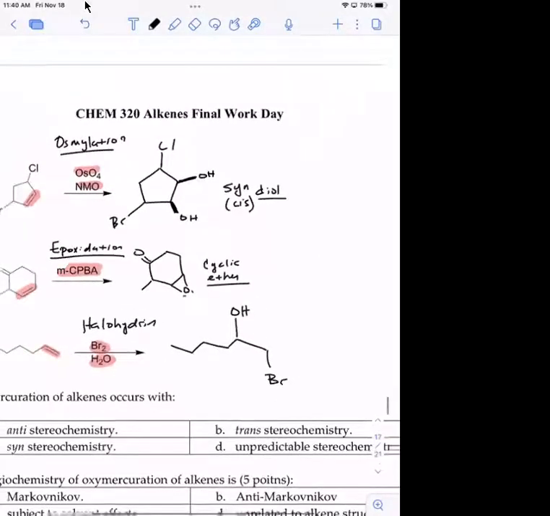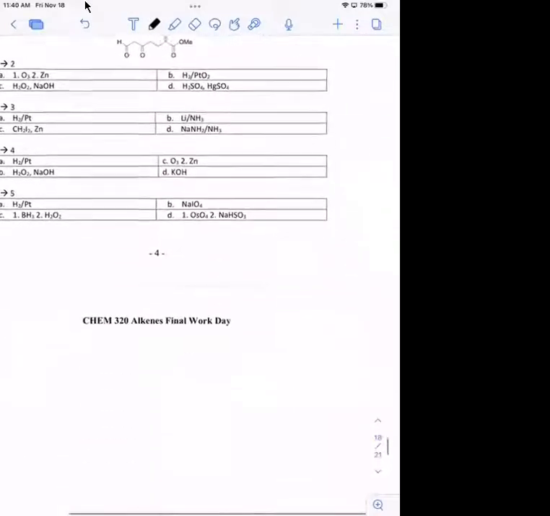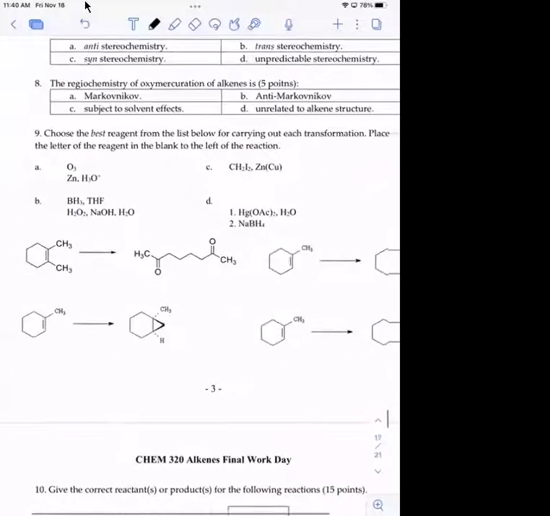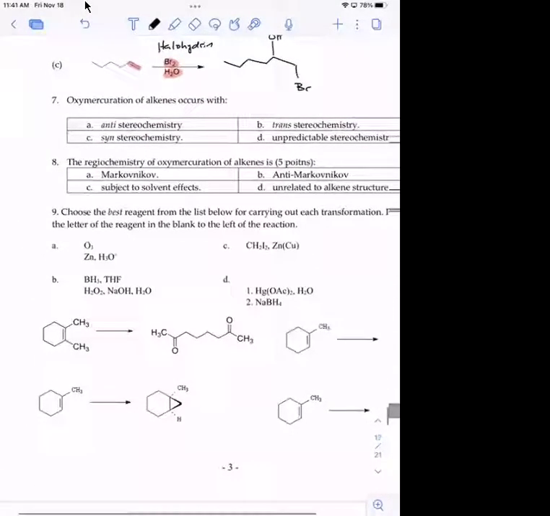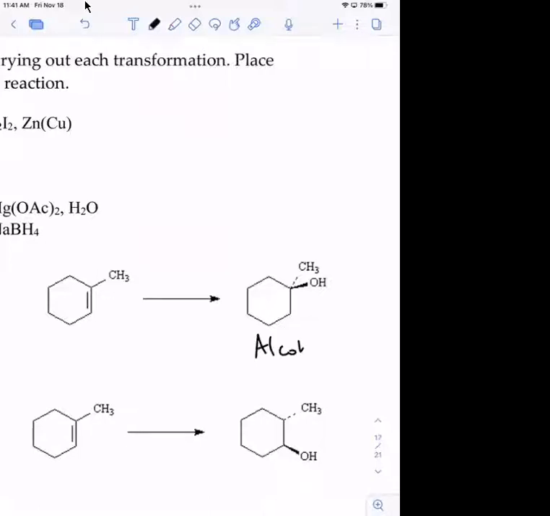All right. How much time we got left? We'll let y'all go early today, I think. Let's do number 9 and we can stop. We're just picking the reagents. If I wanted to go from here to here, what did I do? I made an alcohol with Markovnikov regiochemistry.